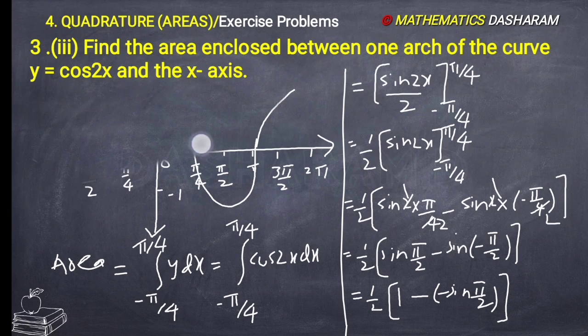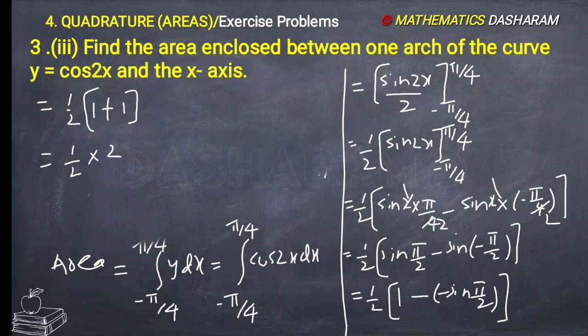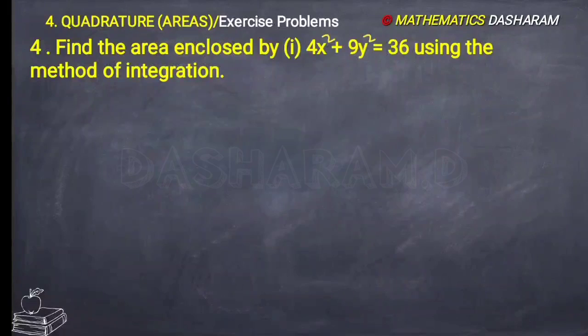So then it is equal to 1 by 2 [1 minus of minus, plus sin pi by 2, which is 1]. So 1 by 2 into 1 plus 1, that is 2, here the 2s cancel, so 1 square units. This is our required answer.